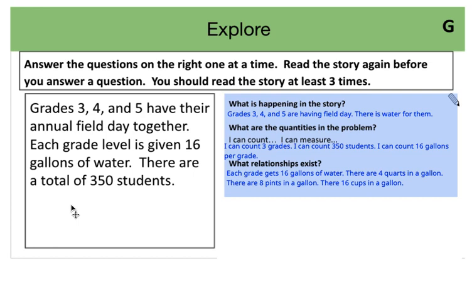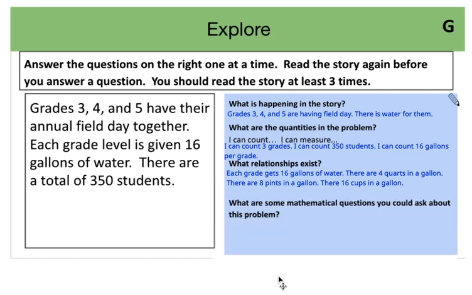All right, let's go ahead and take a look at the final read and answer that final question here. So grades 3, 4, and 5 have their annual field day together. Each grade level is given 16 gallons of water. There are a total of 350 students. What are some mathematical questions you could ask about this problem? Go ahead and come up with some questions. When you're ready, you can go ahead and unpause.